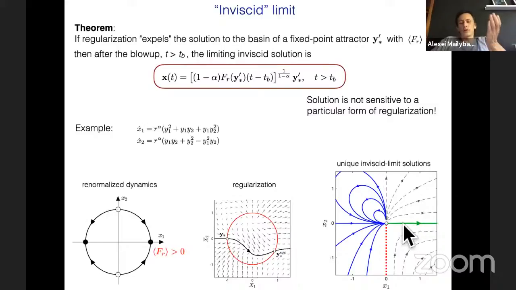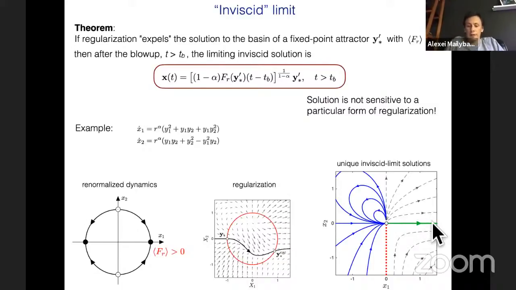So you are choosing one unique solution out of many, and you don't even need much information about the regularization. You just need to know that the regularization will not trap it. Whatever regularization you take, it will lead to this solution. So in other words, the system already, before you regularized it, already knew that we will go in this direction, because there is no other way. Whatever regularization you put, it will expel in this direction.